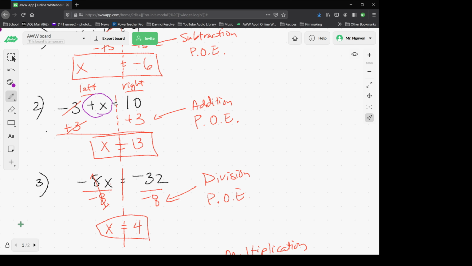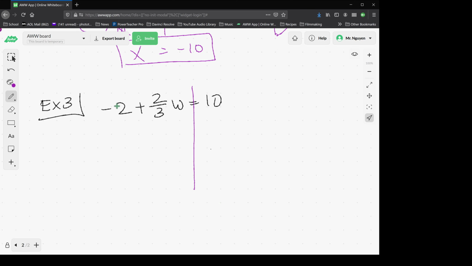See? We have negative 3 plus x is equal to 10. Negative 2 plus a rational coefficient with w is equal to 10. So we work it out the same way. We're going to get rid of that -2 by adding 2 to both sides. Make sure you do it to both sides. So that goes away, and we have 2/3 W is equal to 12.